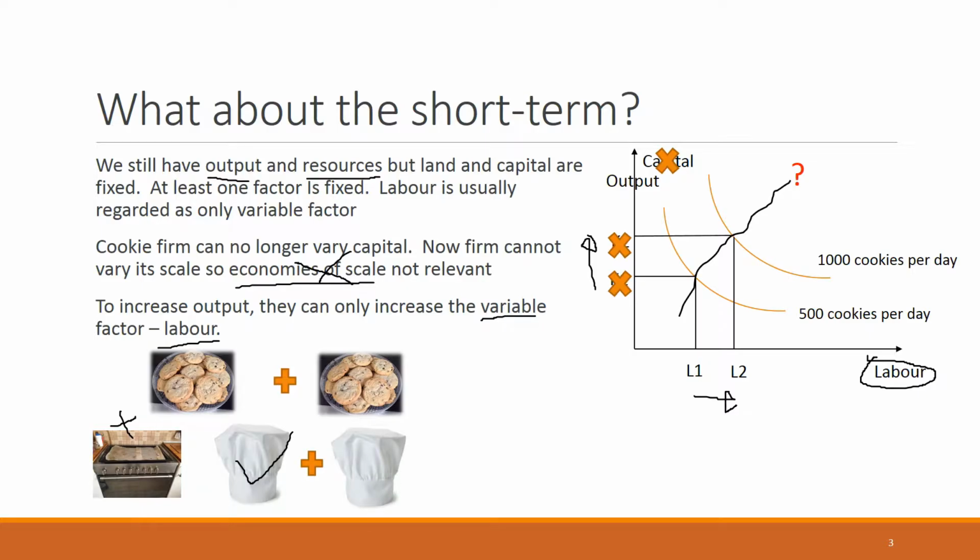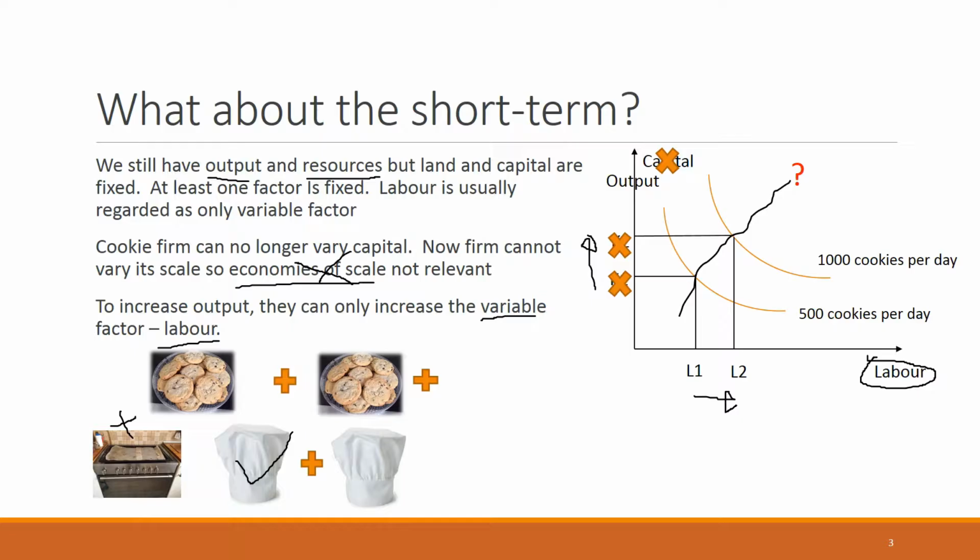And now we have a different proportion of labour to capital. Before we had 1 to 1, now we have 2 to 1. Can 2 chefs be as productive with one oven as 1 chef per oven? That's a question that we have to ask. Let's say we want to expand even more because demand is high.